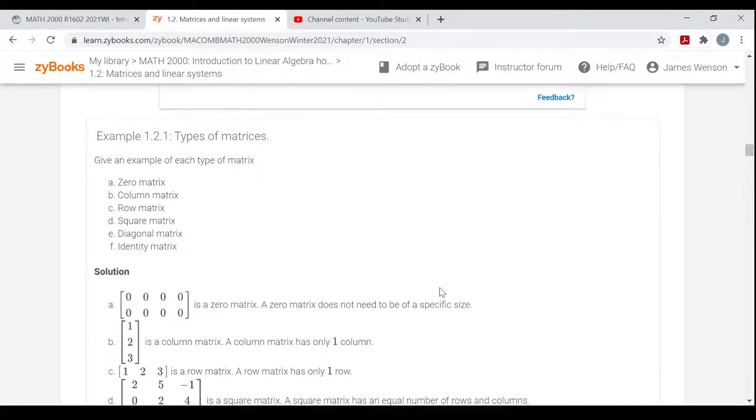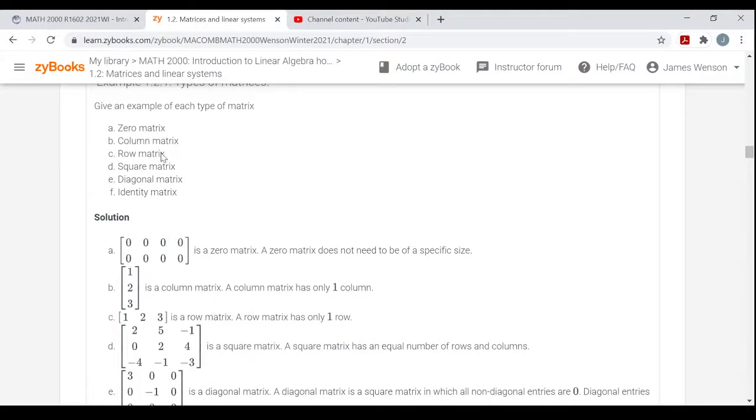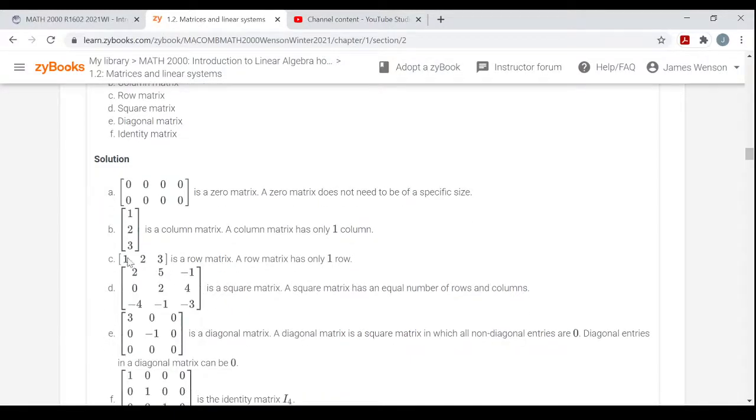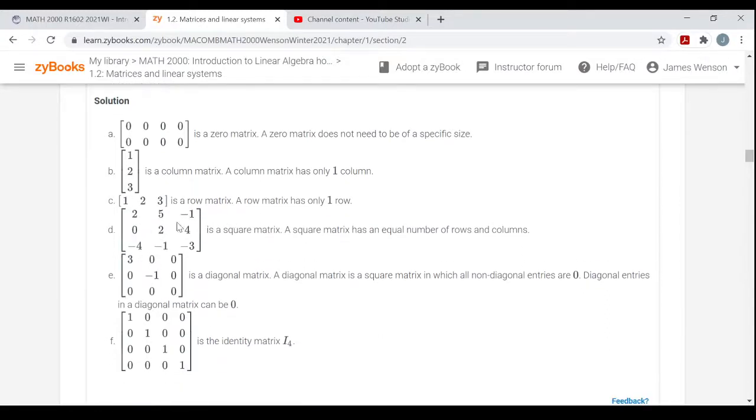All right, types of matrices, examples. All right, so look at part A. This is a 2-row, 4-column, 0 matrix, right? Every single entry is a 0. Here is a 3 by 1, 3 rows, 1 column. Since it's only got 1 column, it's called a column matrix. Here is a 1-row, 3-column row matrix, right? Since it's only got 1 row, sometimes called a row matrix. Here's a 3 by 3 matrix. It's square, right? 3 rows, 3 columns. Same number of rows as columns is square.